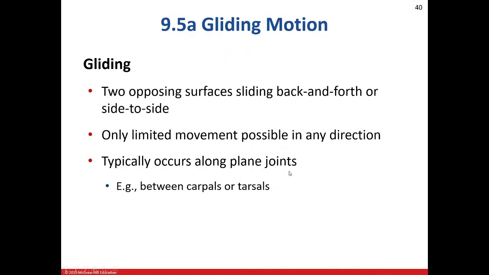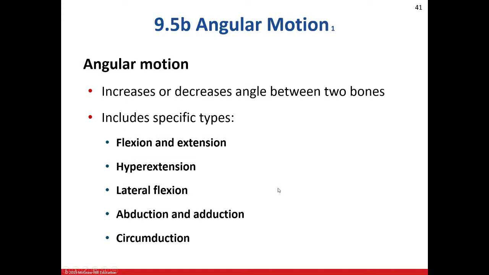All right, so gliding motion. Gliding motion is where two opposing surfaces slide back and forth or side to side, and there's only limited movement possible in any direction. So this typically occurs along the plane joints between the carpals or the tarsals. Angular motion increases or decreases the degree of an angle between two bones. And there are specific types here: flexion and extension, hyperextension, lateral flexion, abduction and adduction, and then circumduction.